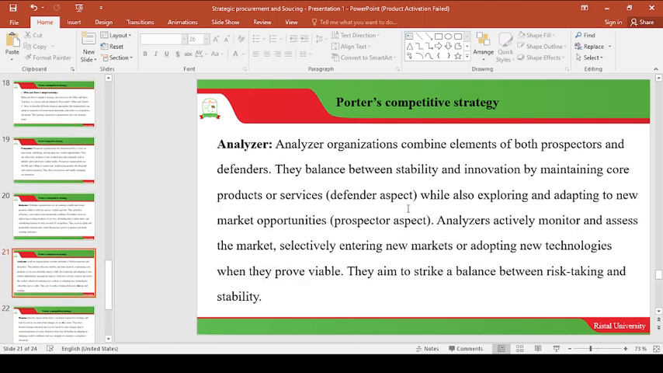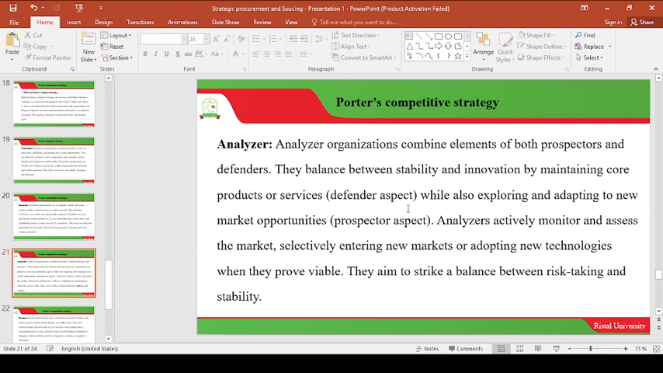Also, analyzer, he also talked about it. He said analyzer organizations combine elements of both prospectors and defenders. They balance between stability and innovation by maintaining core products or services while also exploring and adapting to new market segments. Analyzers actively monitor and assess the market, selectively entering new markets or adopting new technologies when they prove viable. They aim to strike a balance between risk taking and stability.